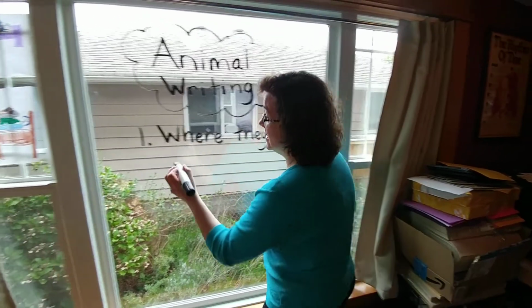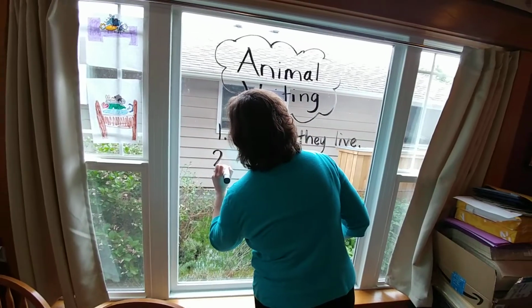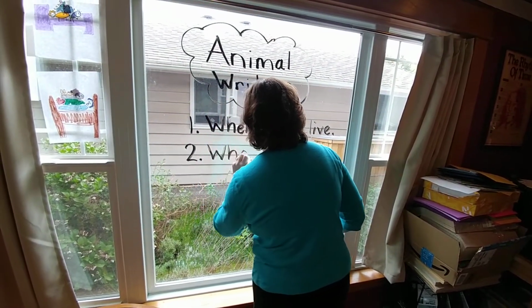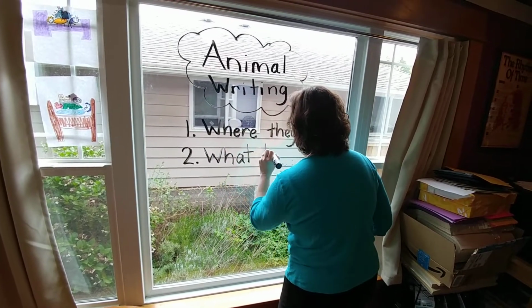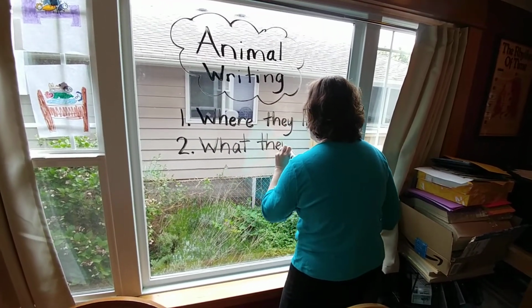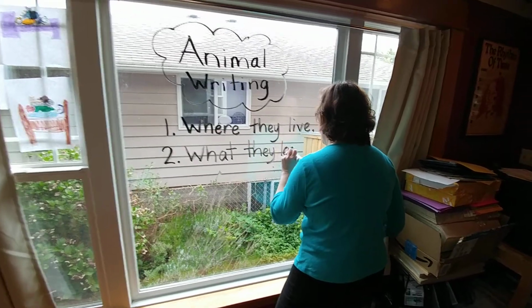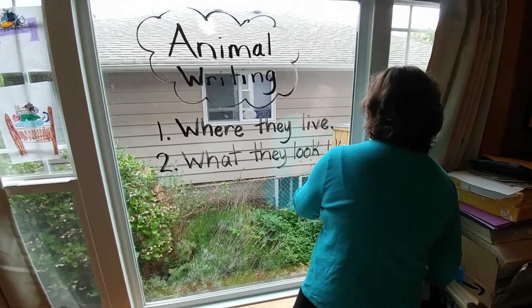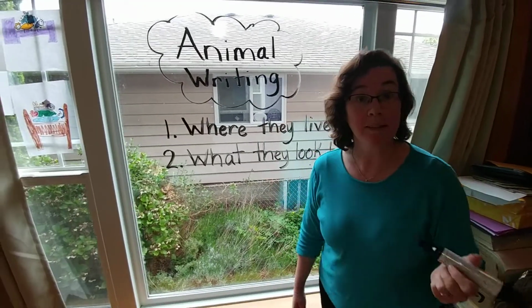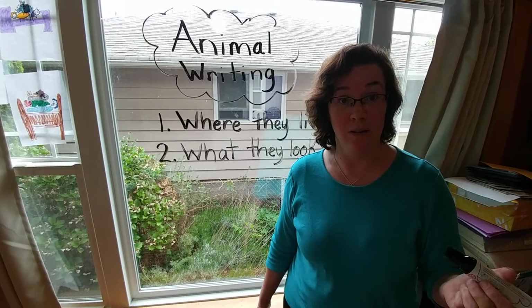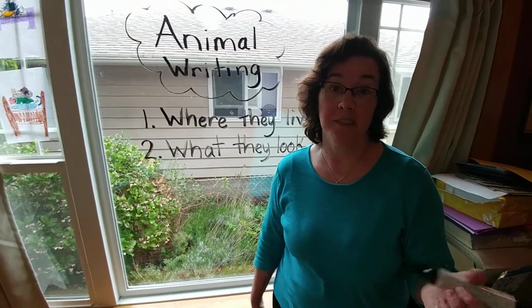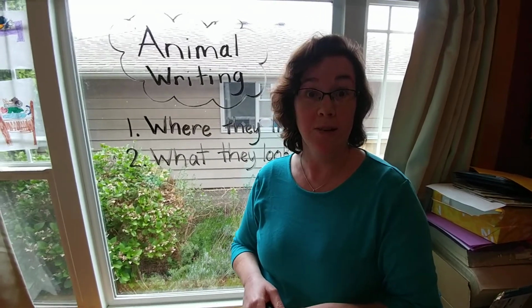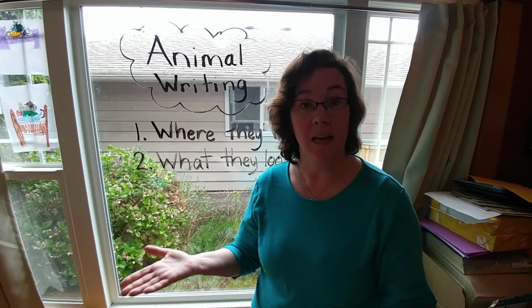The second thing we have to have is what they look like. What does the animal look like? Is the animal brown? Is the animal white? Does the animal have fur? Does the animal have scales, like a snake? Right? Does the animal have fins, like a fish? What does the animal look like?